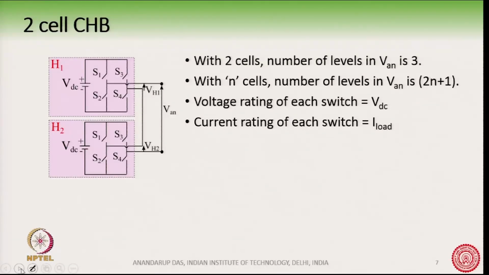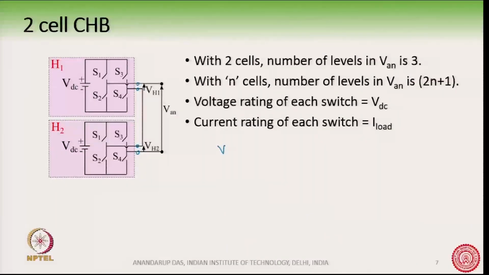Now, what will happen if we connect 2 such H bridges together? Okay. So, we have now H1 and we have now H2, and we have connected two such H bridges together. How did we connect? This was the output of one H bridge, and this one is now connected to this point, and this is the output of the second H bridge, and we have connected them in series.